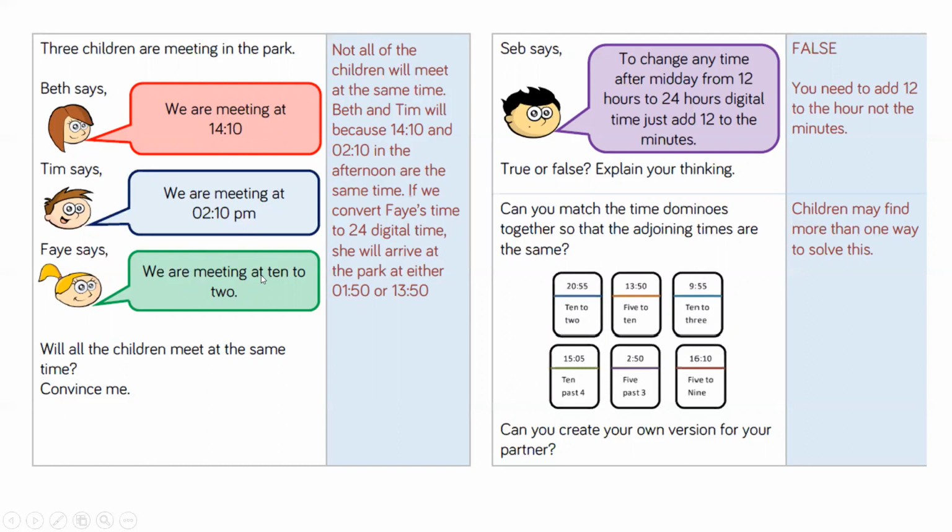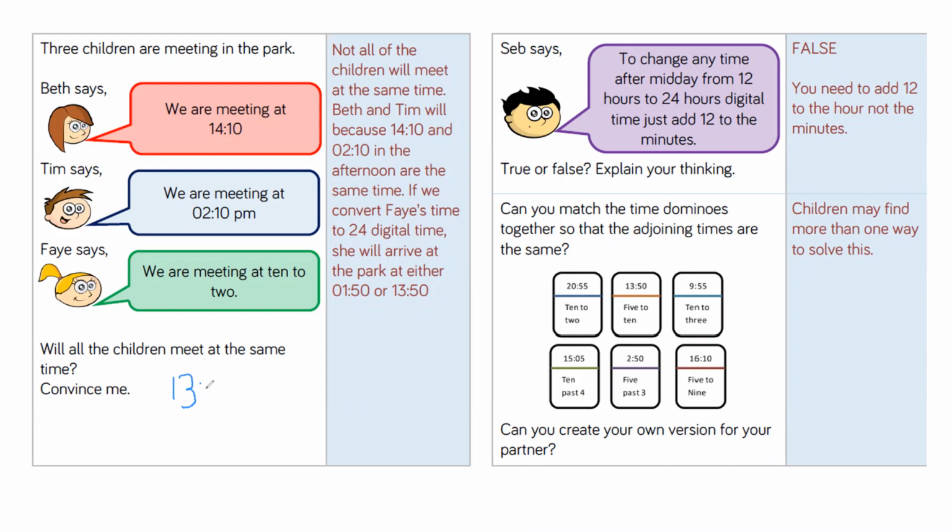Here, Faye, we are meeting at 10 to 2. So let me think about that. How would I write that as a digital? And we're going to start with the hour. So if it's 10 to 2, the hour is actually 1. And we've got to remember that it's in the afternoon. So it won't be 1, it'll be 1 plus 12, so it'll be 13.